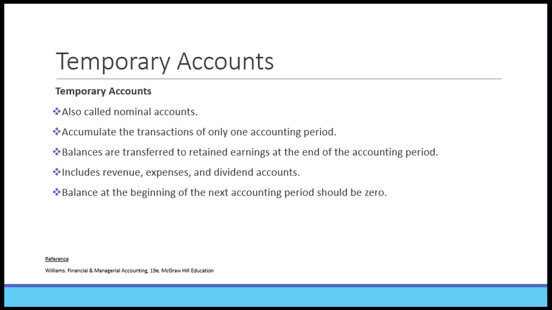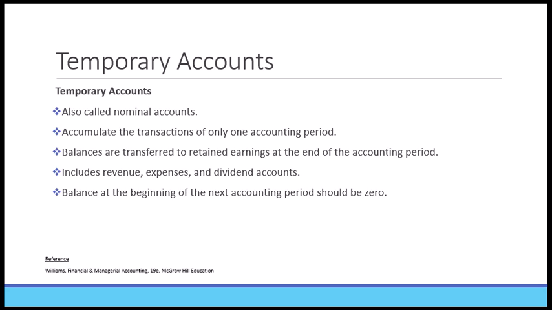Now, when we talk about the closing process, what we are talking about is moving the balances from our temporary accounts into our permanent accounts, which is retained earnings, okay? So let's start by distinguishing between temporary accounts and permanent accounts. Temporary accounts are simply our income statement accounts, that's revenue and expenses, plus any dividend or withdrawal accounts.